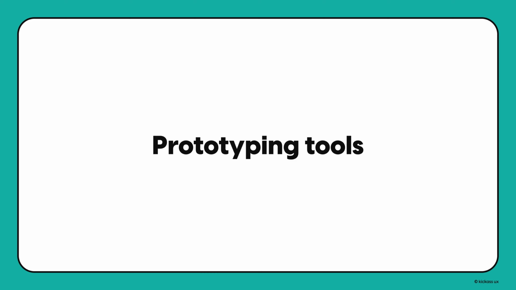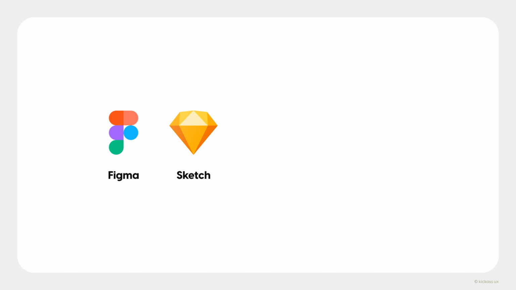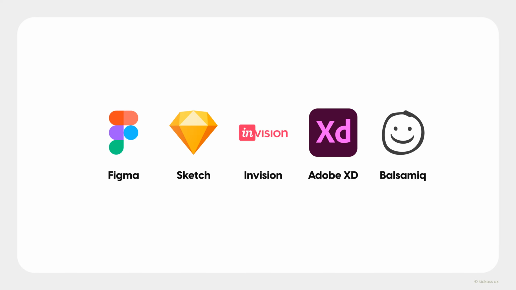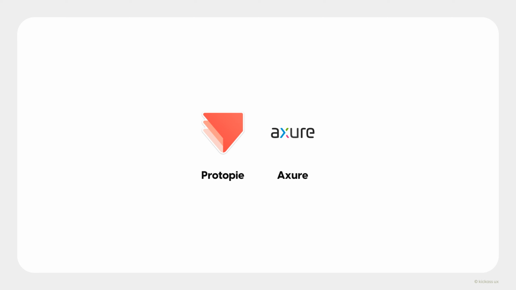Now that we've covered an overview of prototyping, let's cover some tools that you can use to create digital prototypes. For more basic prototypes, there's Figma, Sketch, InVision, Adobe XD, and Balsamiq. We personally recommend Figma for prototyping. It offers the most features and dynamic interactions. For more advanced prototypes with more interactions and transitions, there's Protopie, Axure, and many more.